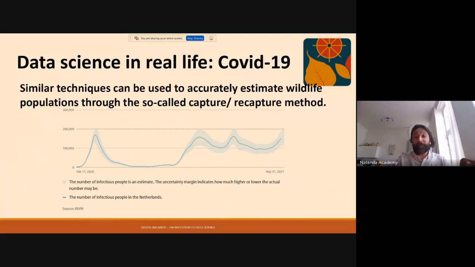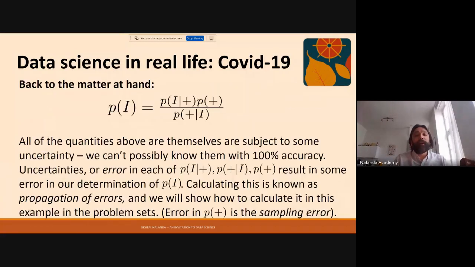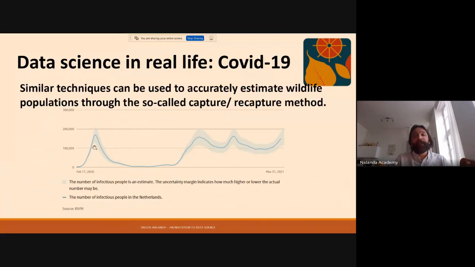So this is not just applied to pandemics. This is applied in ecology. This is applied in census taking. It's very ubiquitous. So that's not an application we'll go through because we're interested mostly in the pandemic. We have to, just to finish this, understand, why are there these errors?